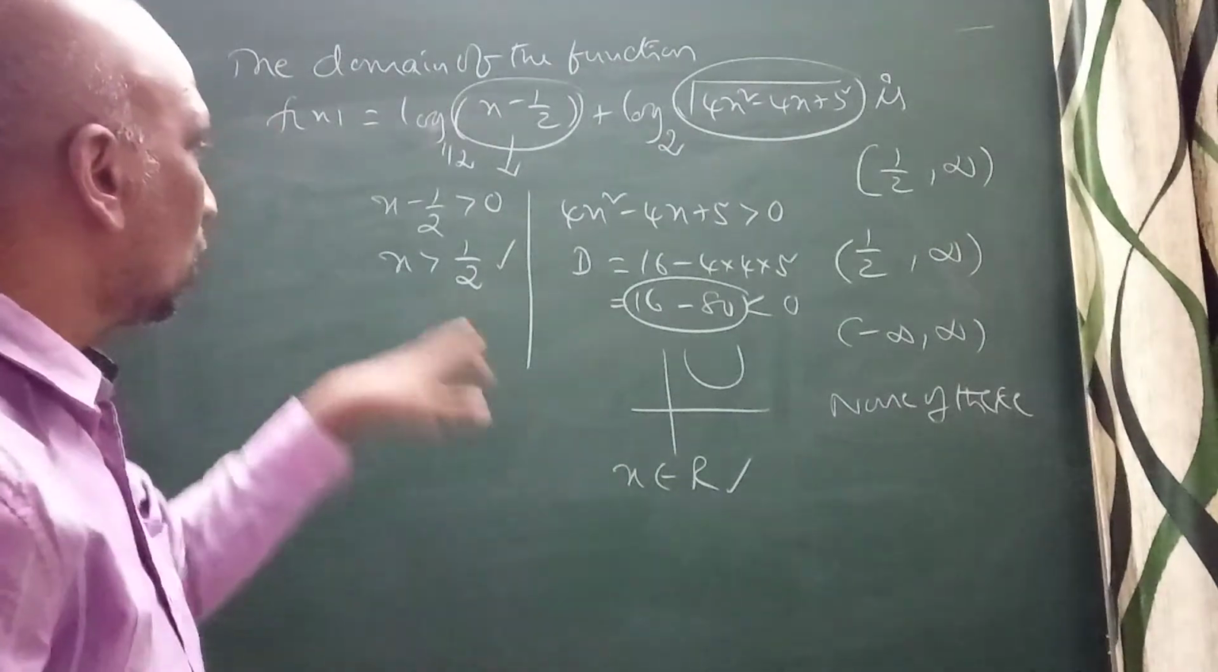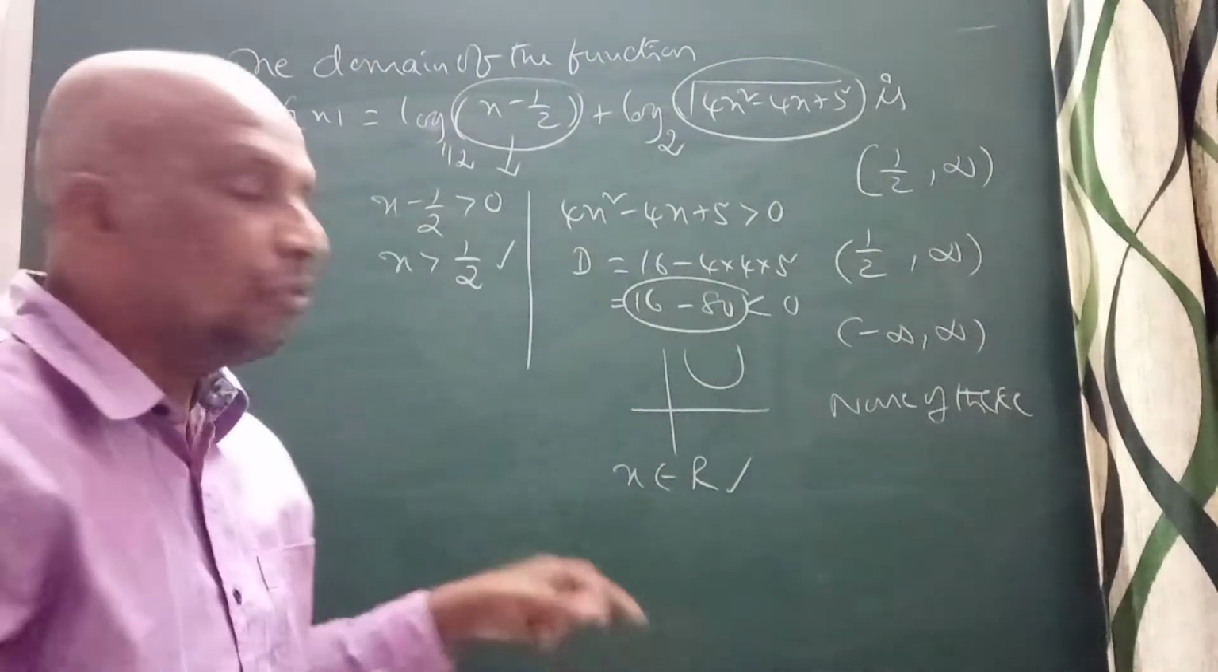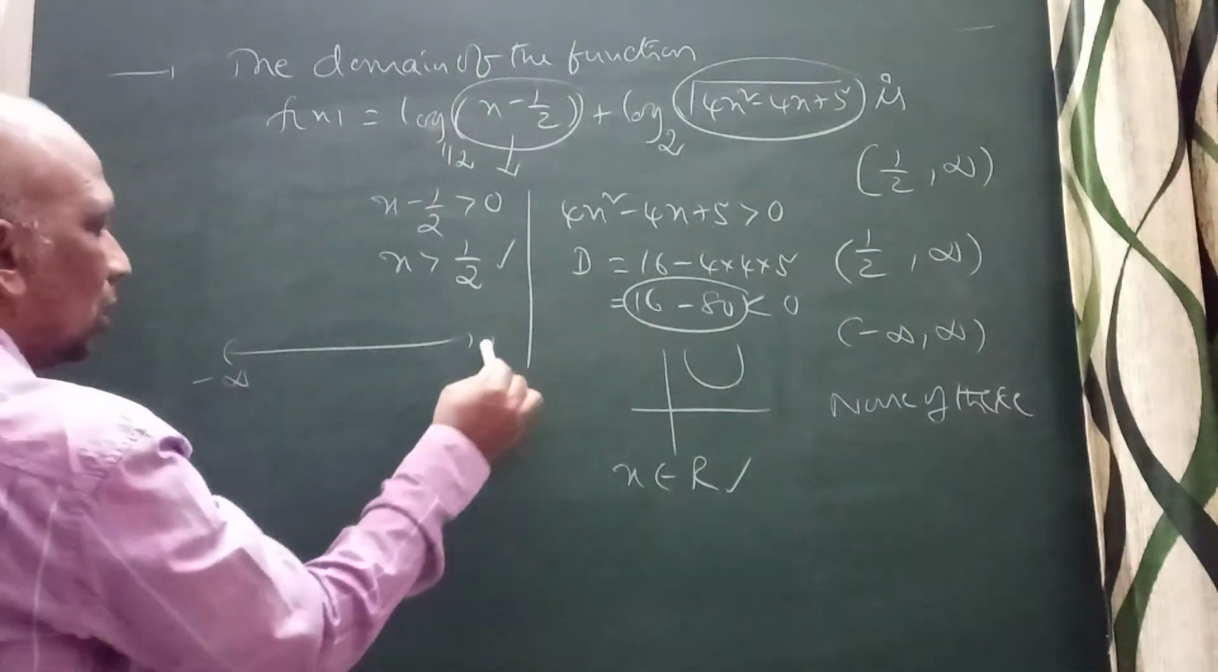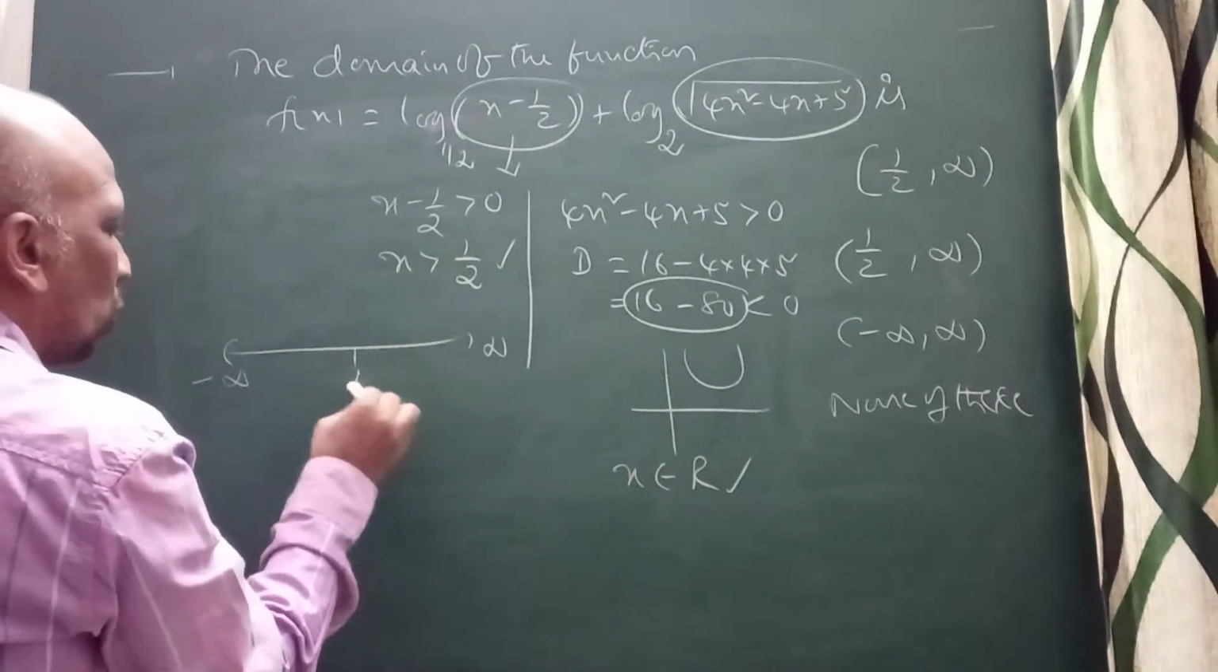So I can say now this is greater than 1 by 2, but this is common. If we think about the common of these two, one is minus infinity to plus infinity, everything, and the other is more than 1 by 2.